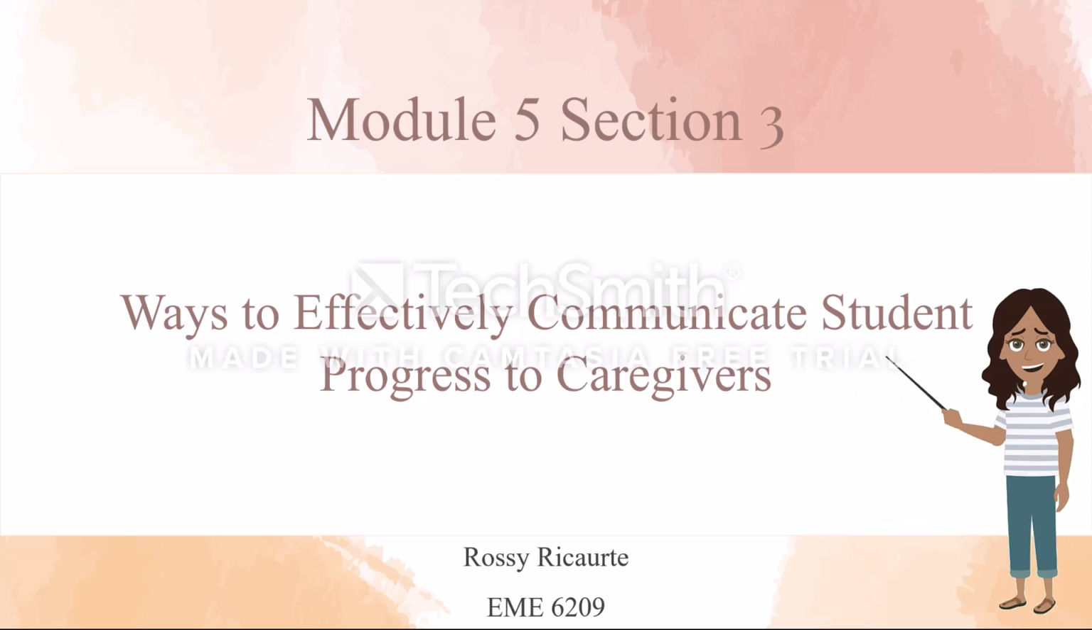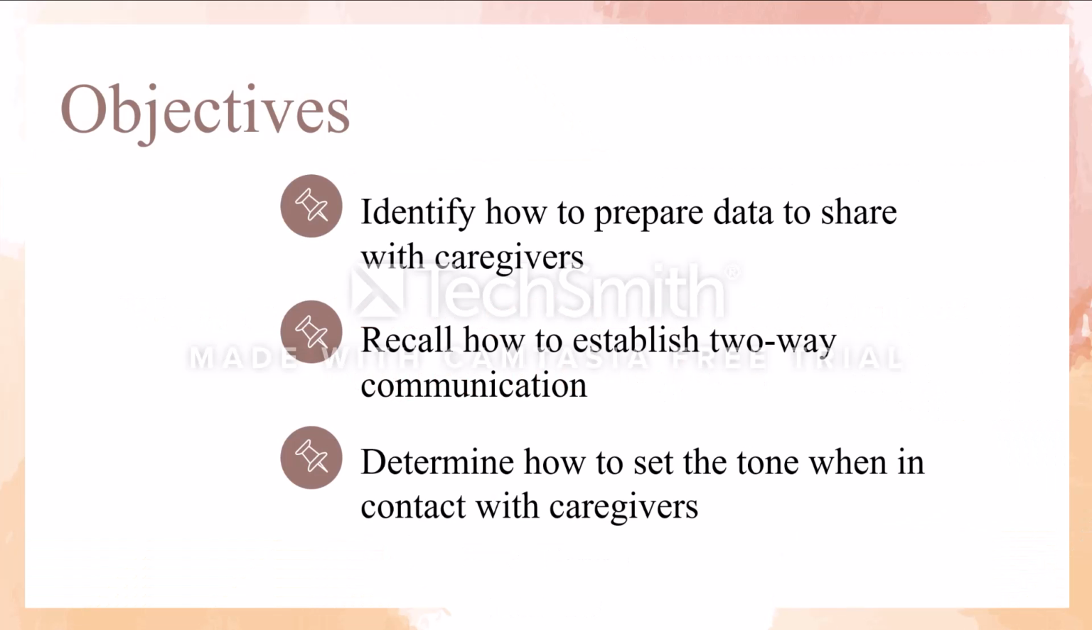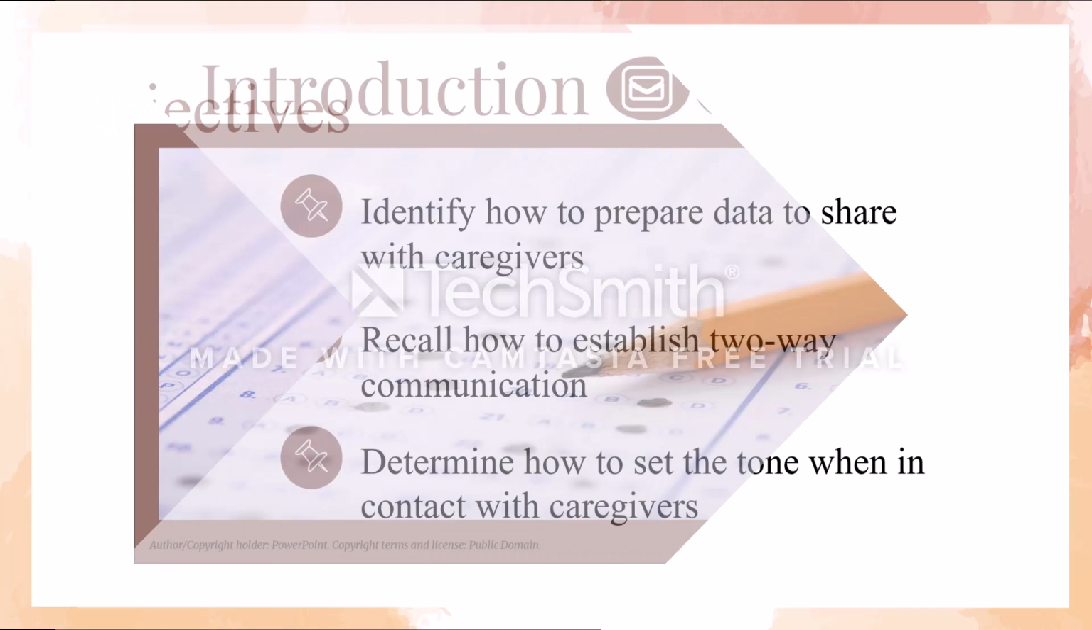Welcome to Module 5, Section 3, Ways to Effectively Communicate Student Progress to Caregivers. The objectives of this presentation are to identify how to prepare data to share with caregivers, recall how to establish two-way communication, and determine how to set the tone when in contact with caregivers.